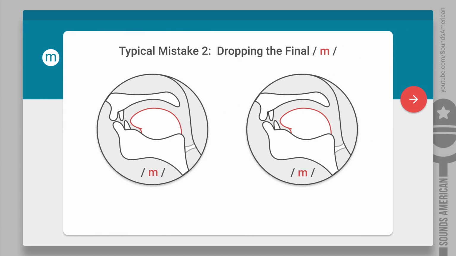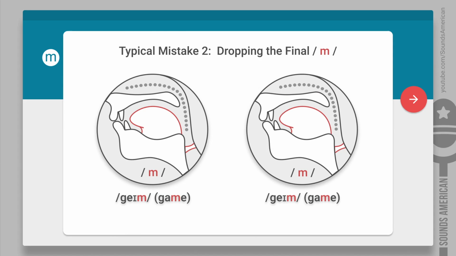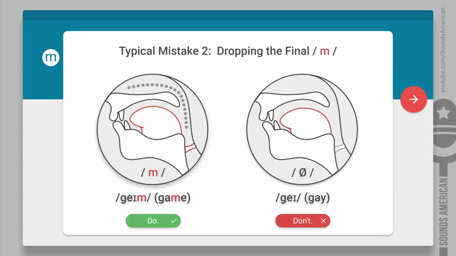Number 2. This problem is pretty common. Many foreign speakers don't pronounce the M at the end of words. That's not how English works. Remember, in English the M is always pronounced, no matter where it's found in a word. If you drop it, you may end up saying a completely different word.